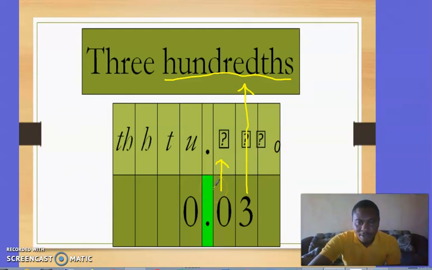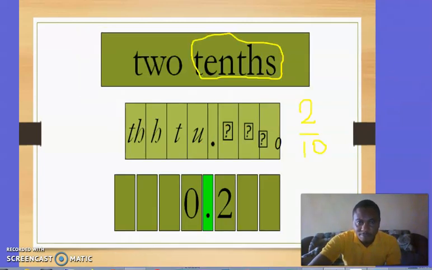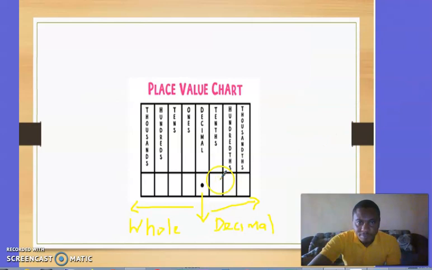Now remember again, just to summarize, the first number after the decimal point is tenths, the second number hundredths, the third number thousandths.